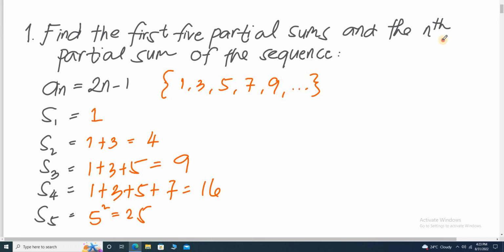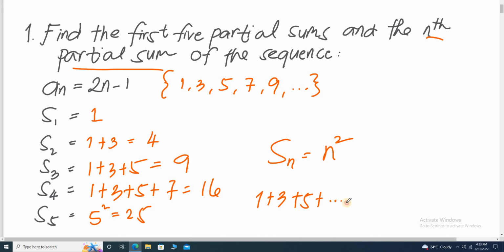Therefore, my nth partial sum, that would be Sn, is now equal to, basing on my pattern, the subscript squared. So if I write the equation, that would be 1 plus 3 plus 5 plus up to the nth term 2n minus 1. Add all this, I always end up with n squared. That is what it's trying to say.